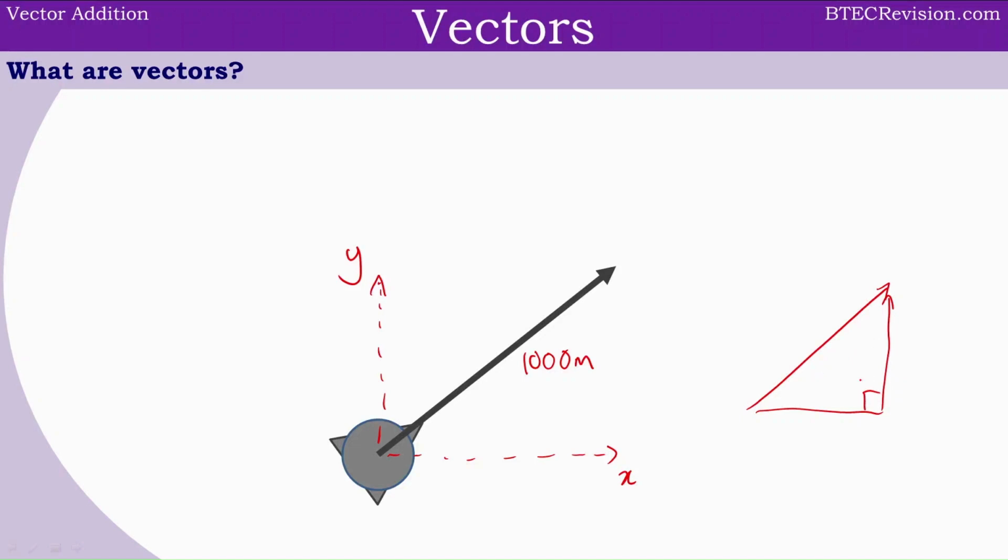We can also use trigonometry. So if we take this triangle and we have an angle, let's say to the horizontal, then we can use SOHCAHTOA to work out the sides of the triangle or any other angles. Breaking this vector down into components, the x and the y, is known as resolving vectors. However, in today's lesson, we're going to be looking at solving vectors using a graphical method.